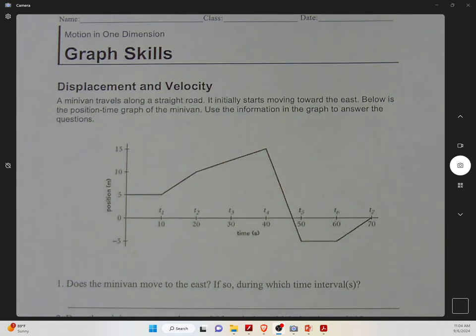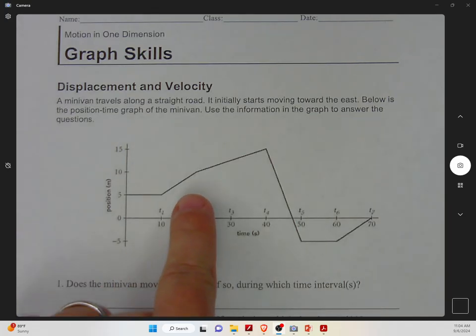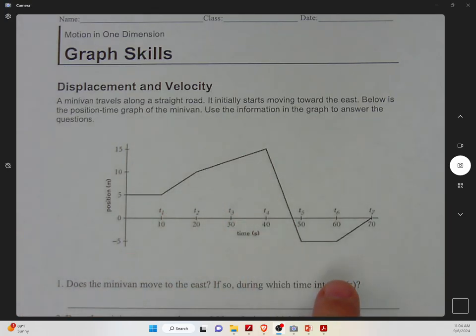All right, so let's talk about displacement and velocity. A minivan travels along a straight road, right? No turning. Now, do not get confused. This graph going up and down does not mean that the direction is changing, okay? That's not what that means. This is a straight road. We're not going left. We're not going right. That means the only way that we can go is forward and backward.